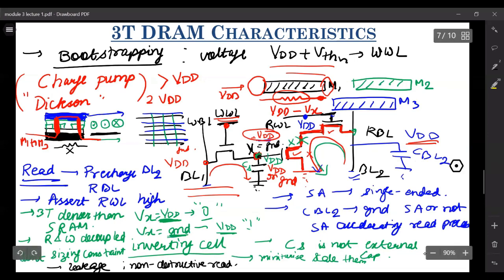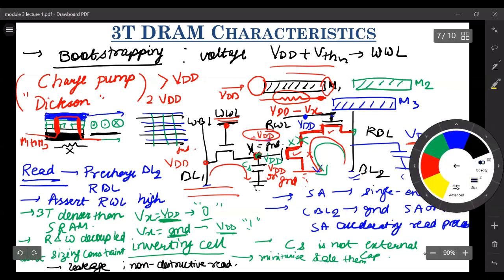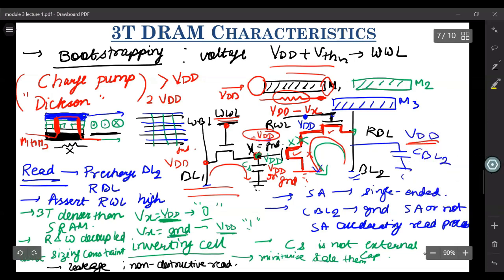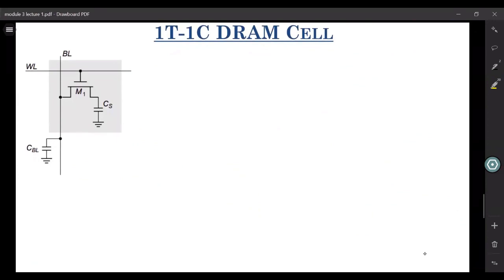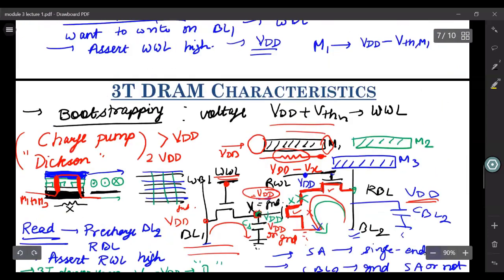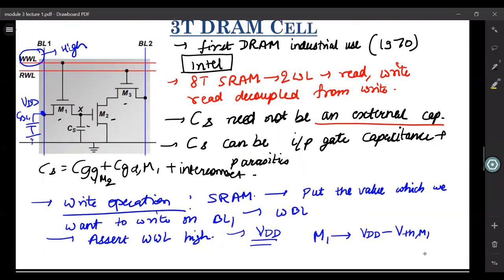Okay, with that, let us finish this discussion over here, and go to the most advanced form of DRAM, which you have in all memory devices nowadays, whatever RAM you have in your system. That is called the 1T1C DRAM cell, or 1 transistor, 1 capacitor DRAM cell. So here what they do is they merge these 2 word lines, WWL and RWL, together, and they merge bit line 1 and bit line 2 together.